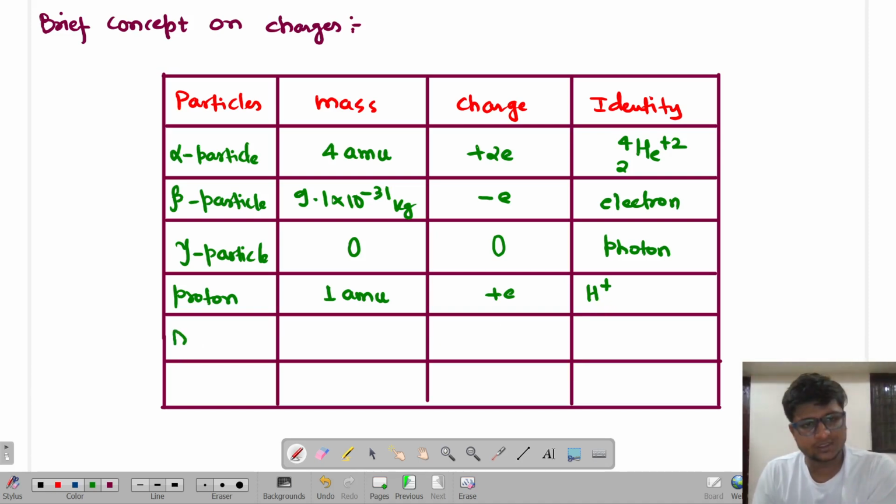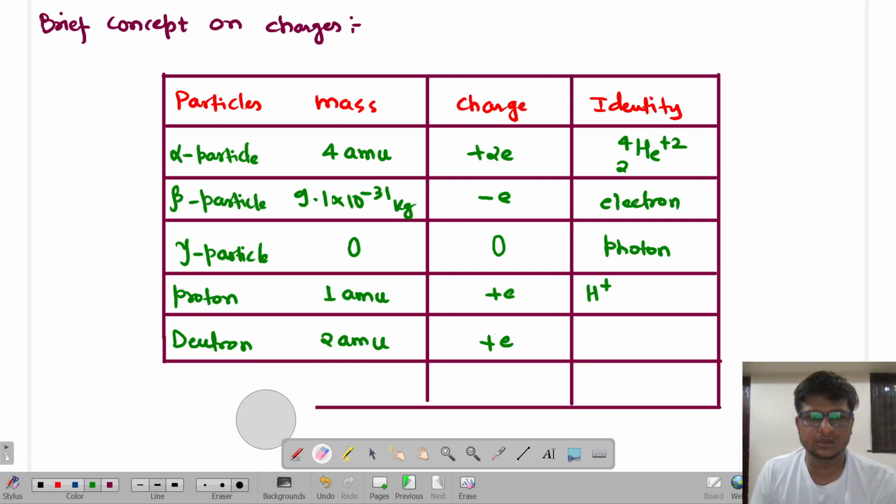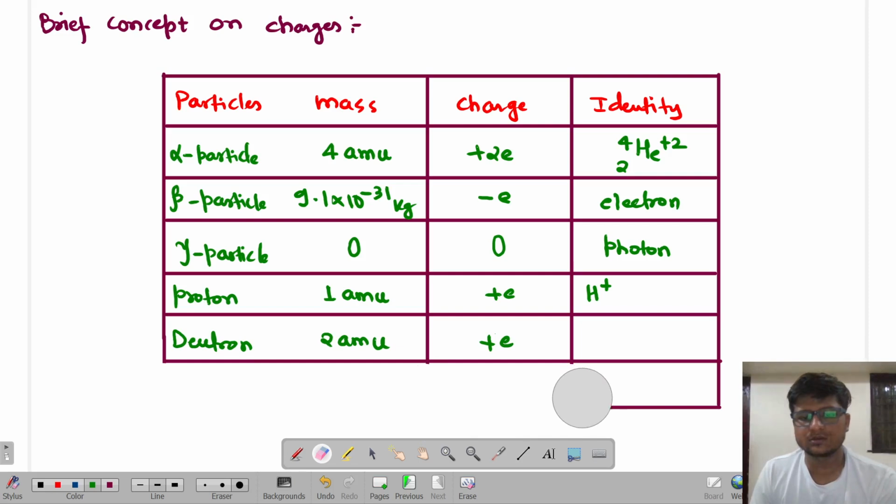Then the last one is the deuteron, and it has mass 2 AMU and charge of 1 electron. The identity is sometimes written as capital D, or sometimes just the name will be given to you. Are you able to get me or not? So these are the points about our charges and their respective identities.